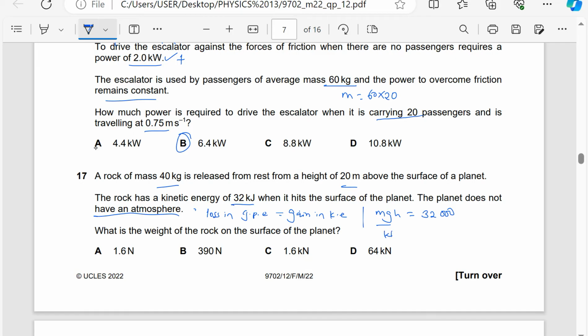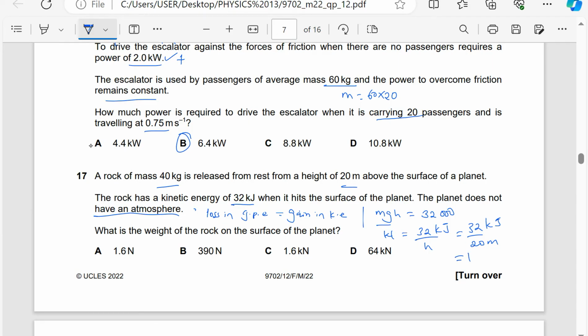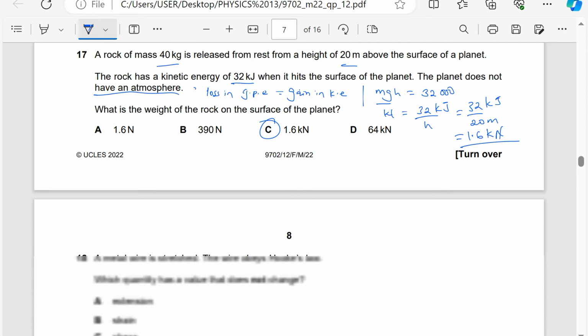Mg is the weight. So the weight is going to be equal to 32 kilojoules divided by h, which is 20 meters. So we have 32 divided by 20. That is 1.6 kilo, because the other one is in kilo, so it is 1.6 kilonewtons. So the weight is going to be 1.6 kilonewtons. So the answer is C.